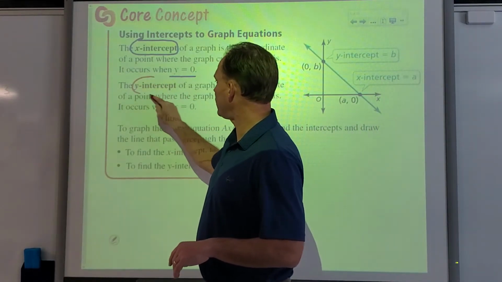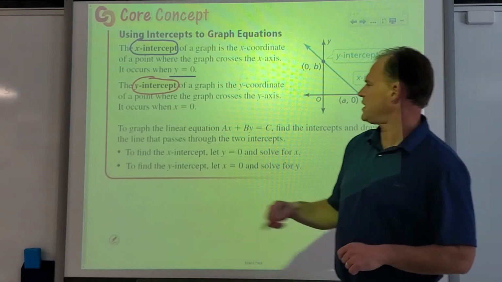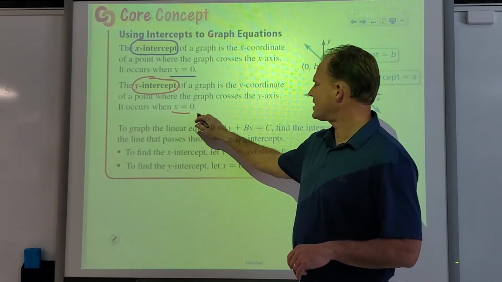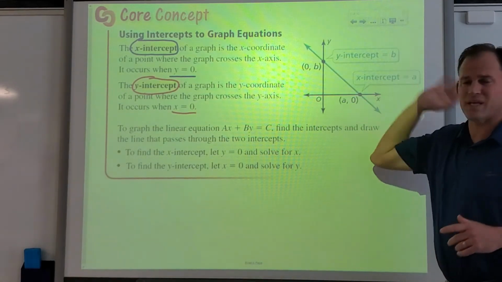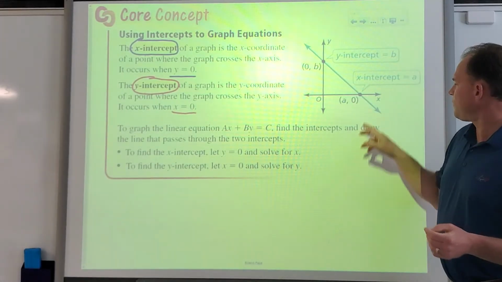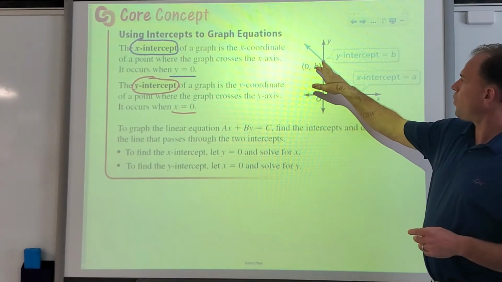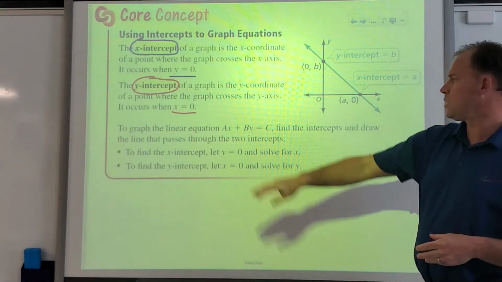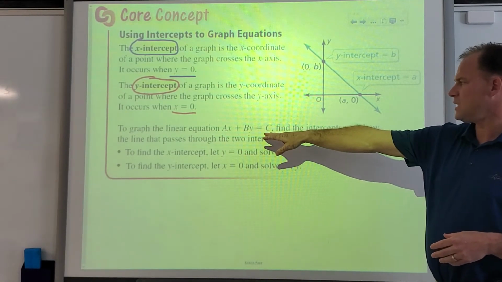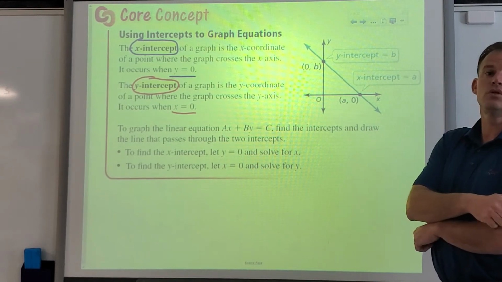Conversely, the y-intercept of the graph is the y-coordinate of the point where the graph crosses the x-axis. It occurs when x equals 0. So, if I look at any line, if I find the x-intercept, the y is always 0. If I find the y-intercept, the x is always 0. So, if we want to find an intercept, we use that information to our advantage.